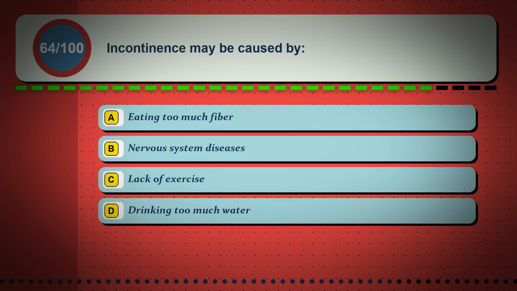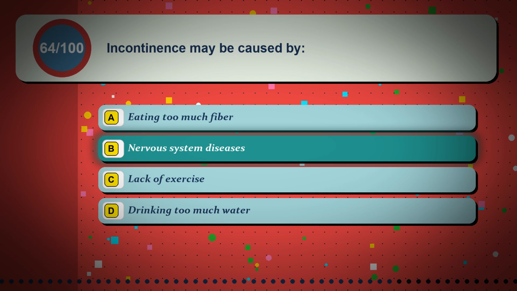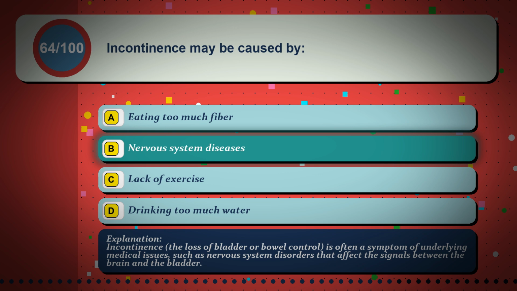Question 64. Incontinence may be caused by option A, eating too much fiber. Option B, nervous system diseases. Option C, lack of exercise. Option D, drinking too much water. The correct answer is option B, nervous system diseases. Incontinence, the loss of bladder or bowel control, is often a symptom of underlying medical issues, such as nervous system disorders that affect the signals between the brain and the bladder.